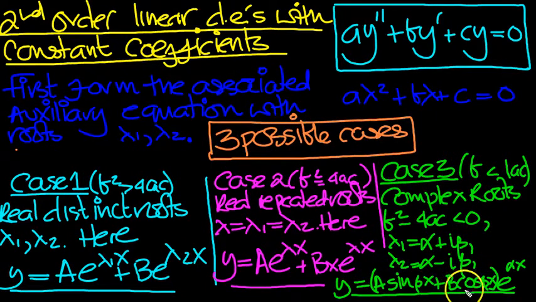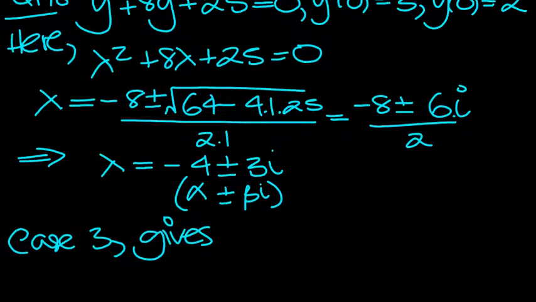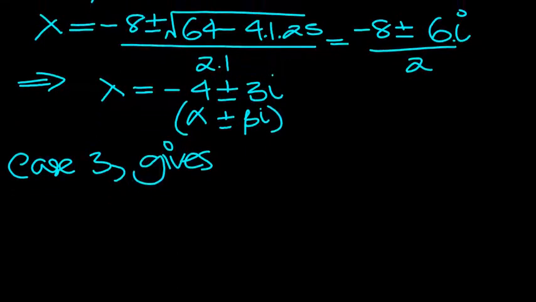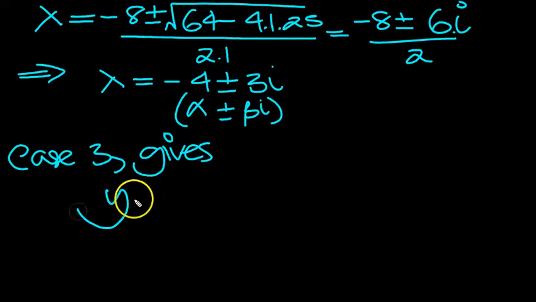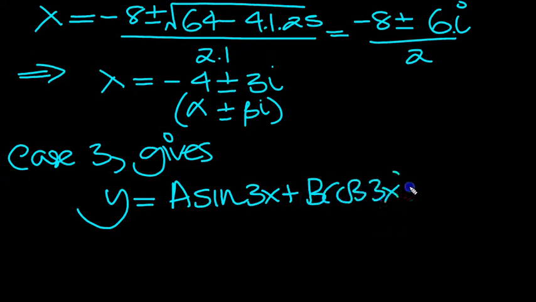A sine beta x plus b cos beta x, times e to the alpha x. So let's write that down then. So what have we got then? y equals a sine, beta is 3, so 3x, plus b cos 3x, all times by e to the alpha x, wasn't it? And alpha this time is minus 4. There we go. So there's y.